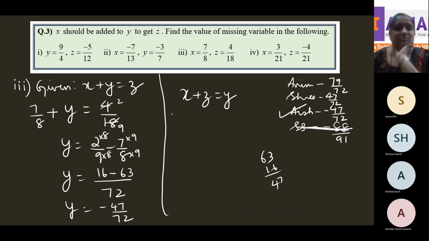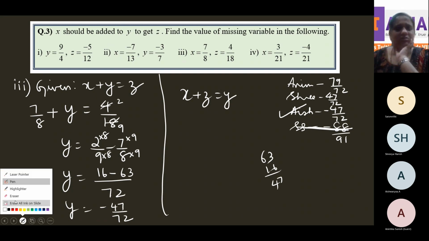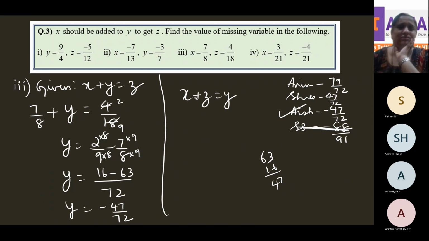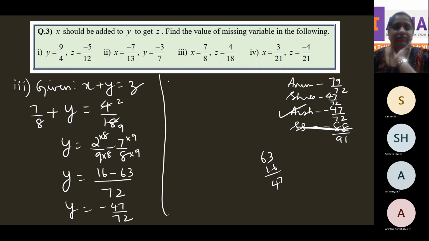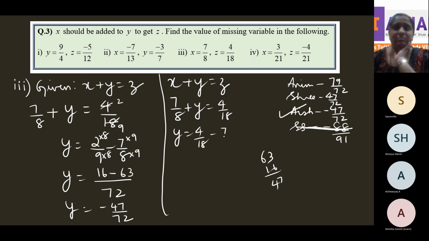No, ma'am, I did not simplify 4 upon 18. No, that's okay. Still, you'll get the same answer. See, I'll do it for you without simplifying. Okay, what's the answer? 79 upon 72 is not possible. Okay, we'll do without simplifying. So x plus y is equal to z. 7 by 8 plus y is equal to 4 by 18. Y is equal to 4 by 18 minus 7 by 8.